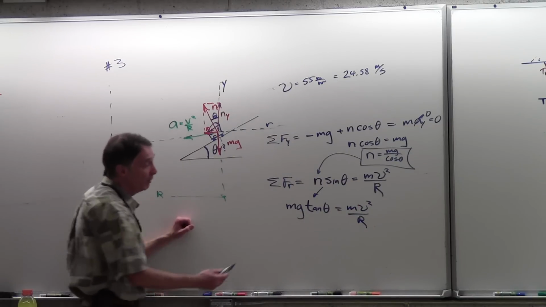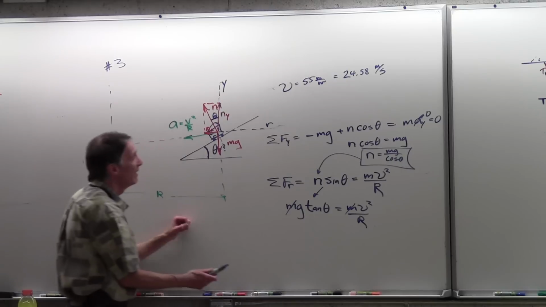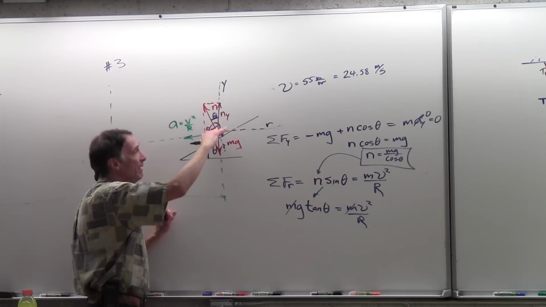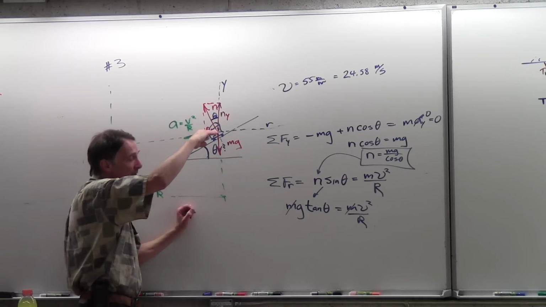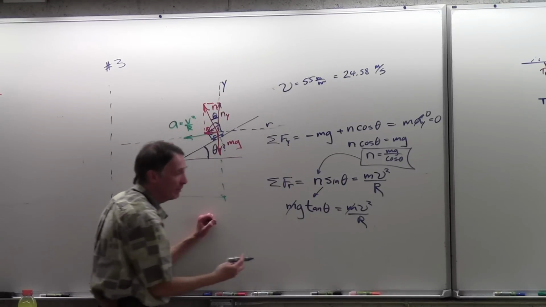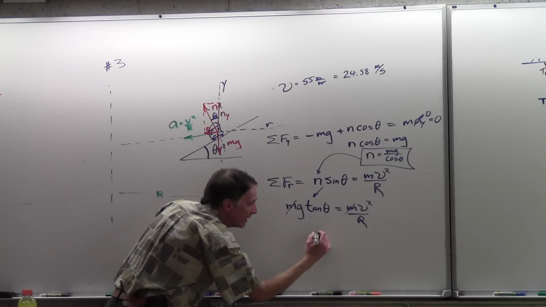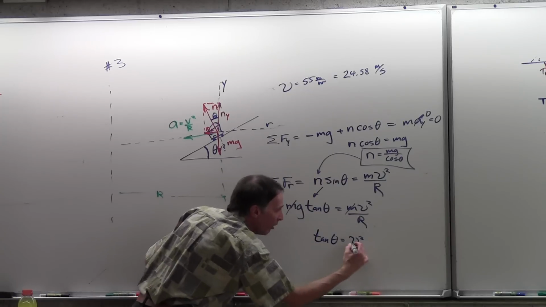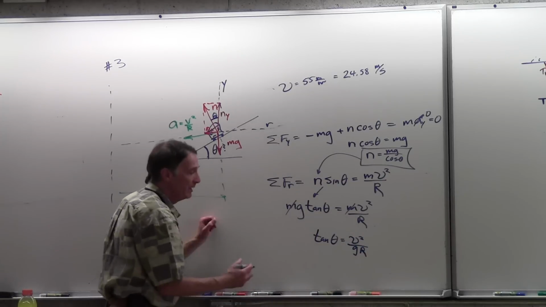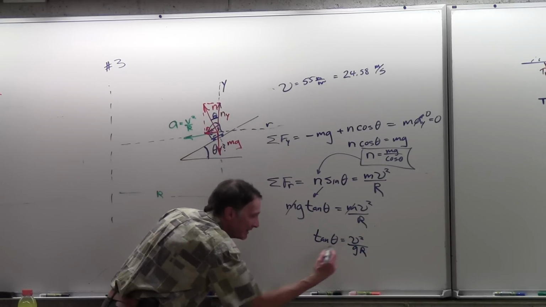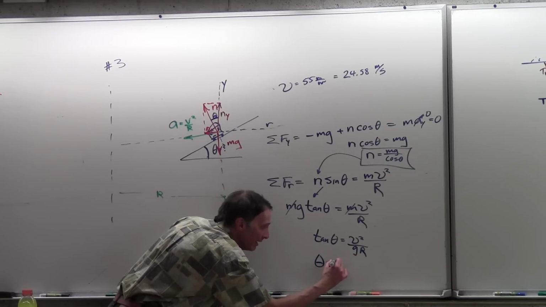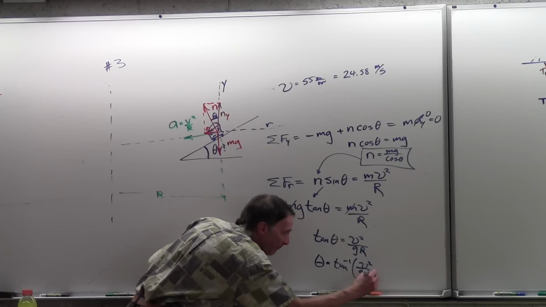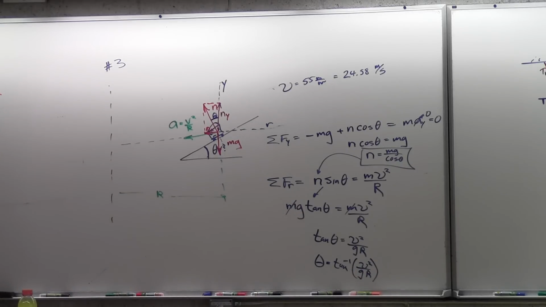Now, something's interesting. You notice the mass drops out. This is very handy because when we're designing this thing, this could be any massed vehicle. It could be a motorcycle, cars, trucks, semis. It doesn't matter the size of the thing. The math works out the same. And so we can solve for the tangent of theta, which is going to be v squared all over gr. That would be my general expression. Of course, if I want to get the angle, I take the inverse tangent. So inverse tangent of v squared over gr would be the solution for that.